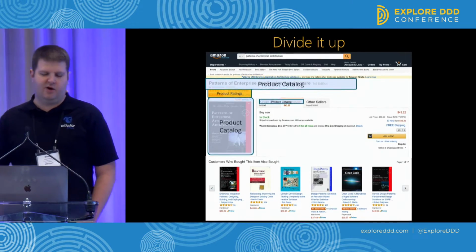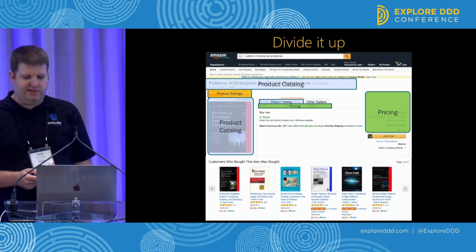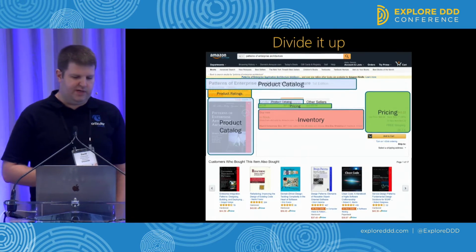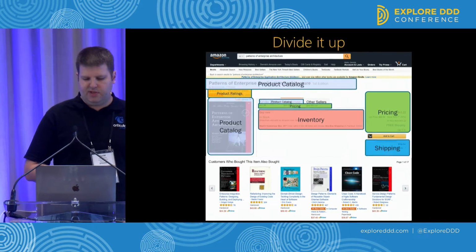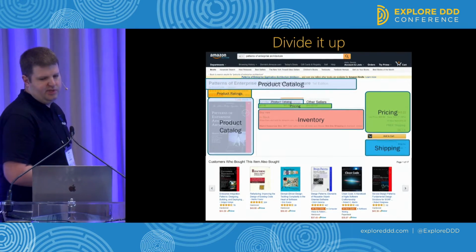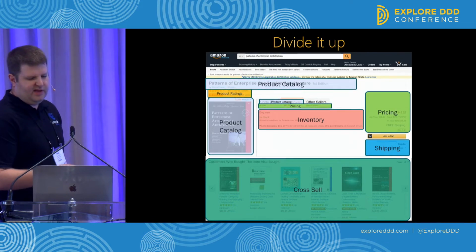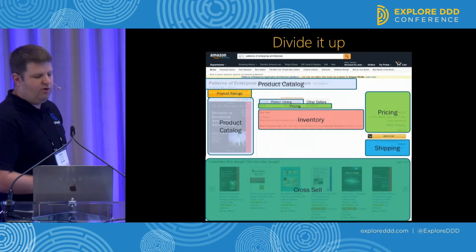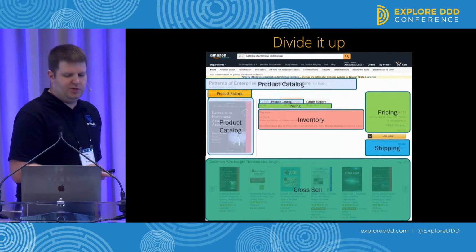Product ratings can go into a separate service. We could have pricing be its own service. Inventory controls that chunk of the page. Shipping controls the part of the page that's how am I going to get it shipped to you? And then there's that thing at the bottom, who else bought this book? And that's a cross-sell. But that also presents a challenge because that's a grid.